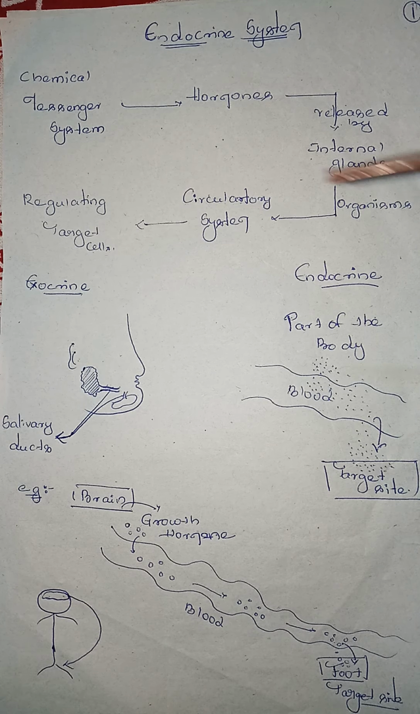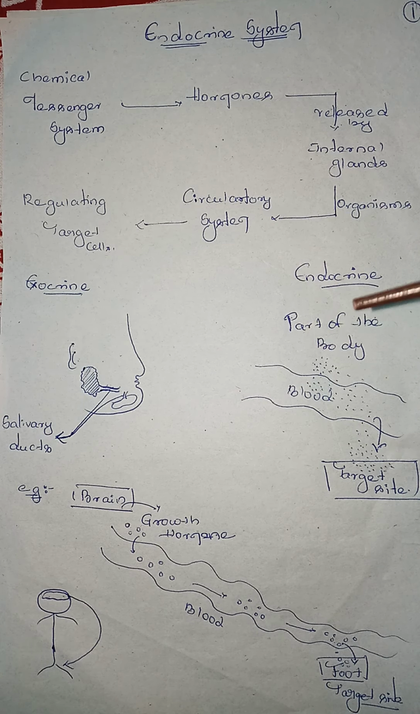At the same time, in endocrine glands, we are not finding any ducts to particular parts. The hormone directly enters into the blood to reach the targeted site for the physiological process. So that is the major difference between exocrine and endocrine glands. Exocrine glands have ducts, endocrine glands don't have any ducts.